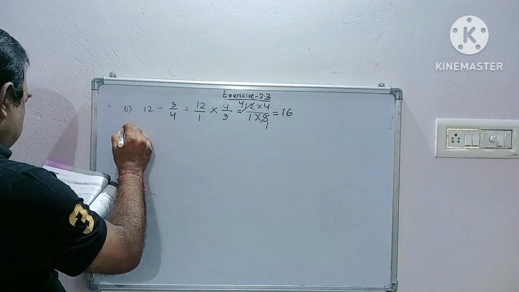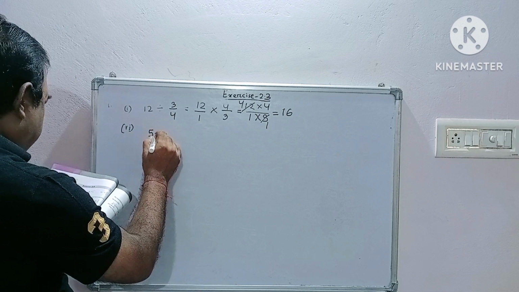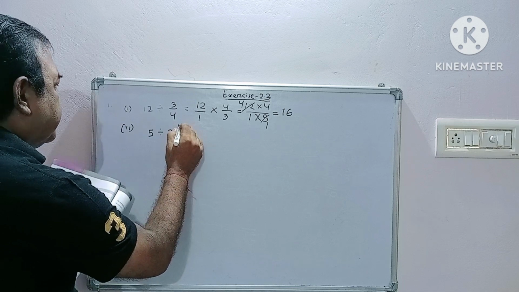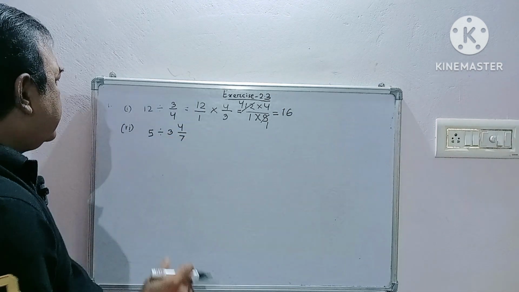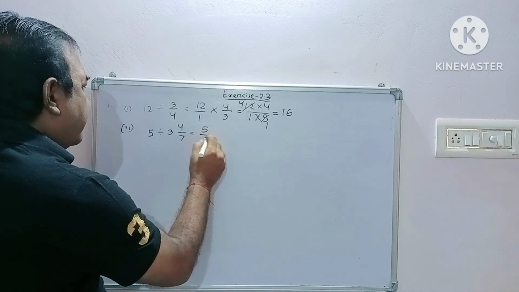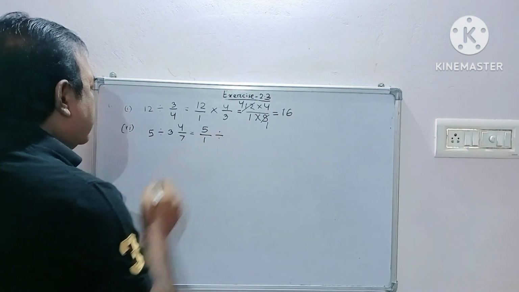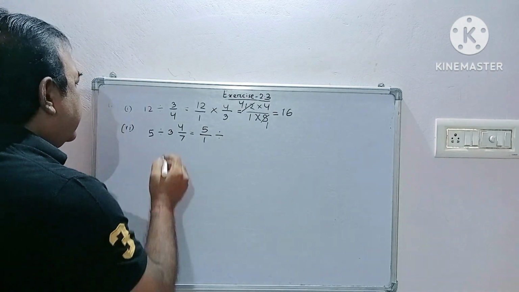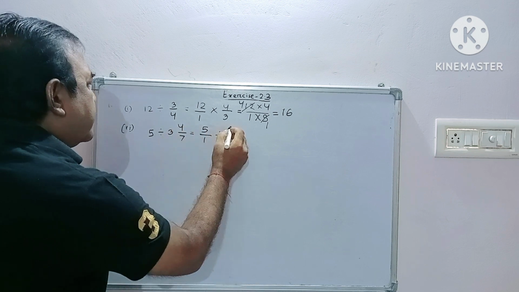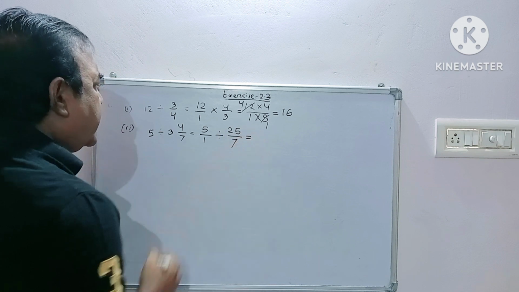So I do the last one: 5 divided by 3 whole number and 4 upon 7. So what do we do here? Now you see, 5 means 5 upon 1. We keep the division sign here. 3 sevens are 21, so 21 plus 4 is 25 upon 7. Then in the next step, what will you do?